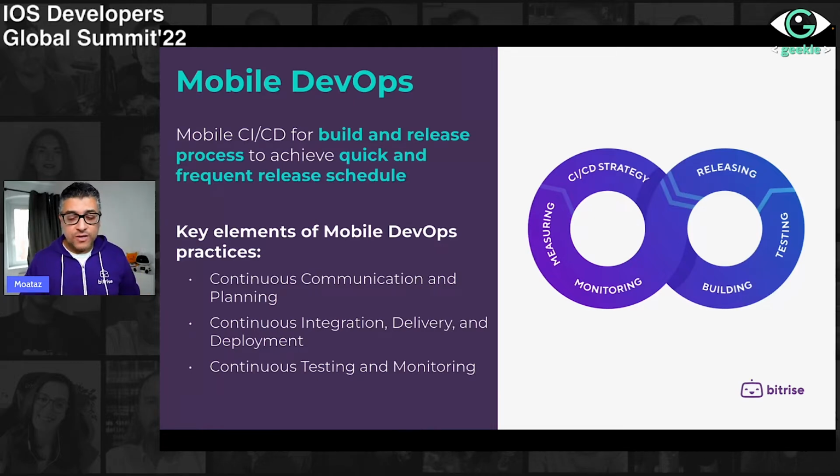Continuous integration, continuous delivery, continuous deployment, continuous testing and monitoring. So here we are running the testing continuously, which means continuous testing and continuous monitoring as well. We should also monitor our application in production.